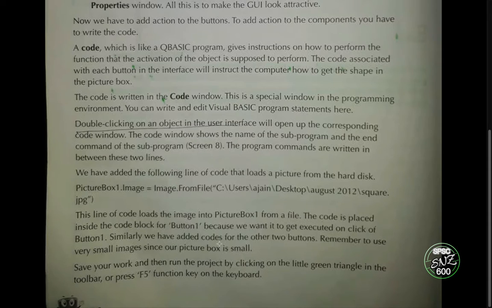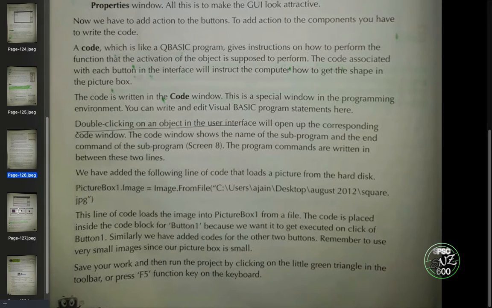Similarly, we have added codes for the other two buttons. Remember to use very small images since our picture box is small. So in this form, the project uses a very small picture box, so your picture size should be very small. Save your work and then run the project by clicking on the little green triangle, that is the run start button, or press F5 function key on the keyboard. So this way we can run the program.